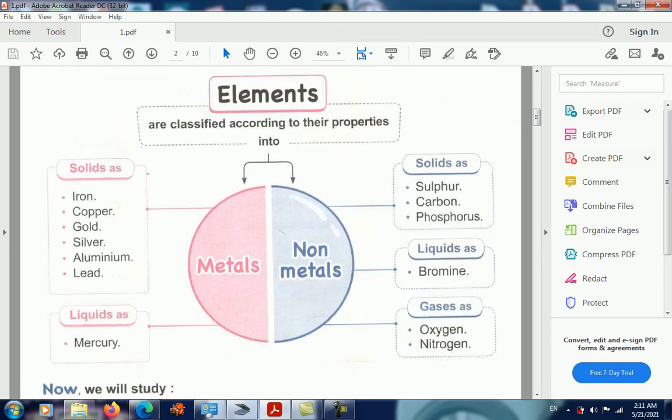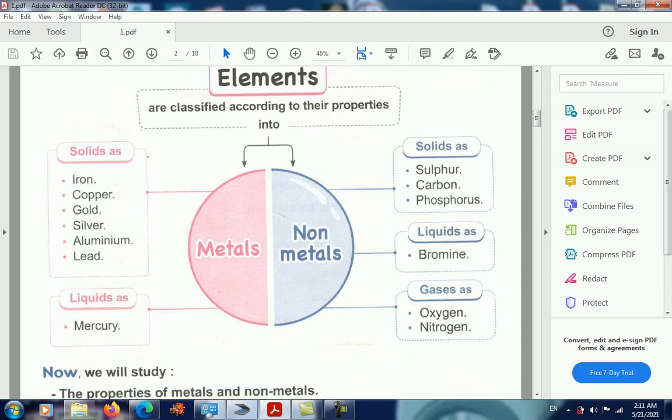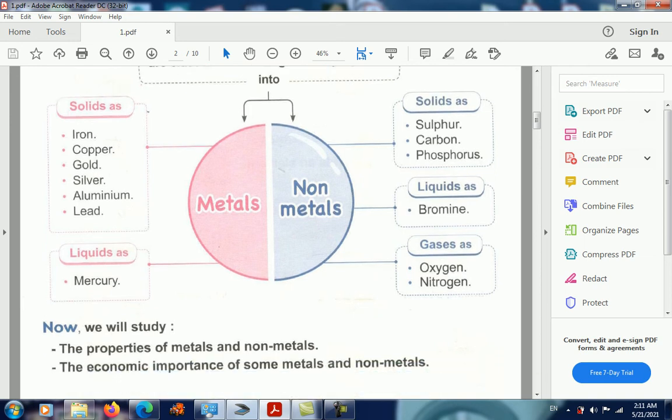So the elements are classified according to their properties into metals and non-metals. Metals are solids, such as iron, copper, gold, silver, aluminium, and lead, and liquid metals such as mercury. Non-metals have solids such as sulfur, carbon, and phosphorus. They could be liquids such as bromine. They could be gases such as oxygen and nitrogen.